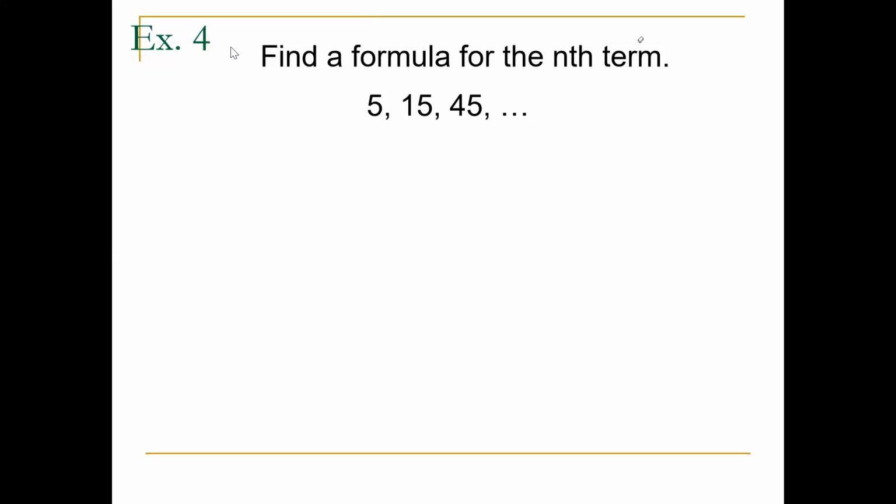Okay, next example. Find the formula for the nth term: 5, 15, 45. Let's check first if it's geometric. Let's find the r: second term divided by the first term, third term divided by the second term. Then simplify: 15 divided by 5, the answer is 3. 45 divided by 15, the answer is still 3. So they have a common ratio.